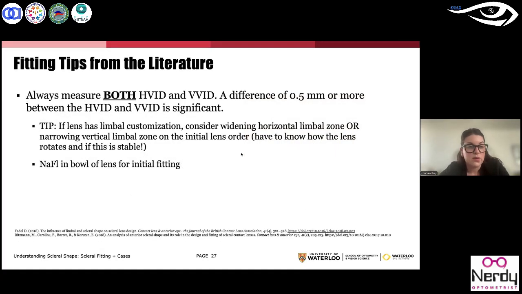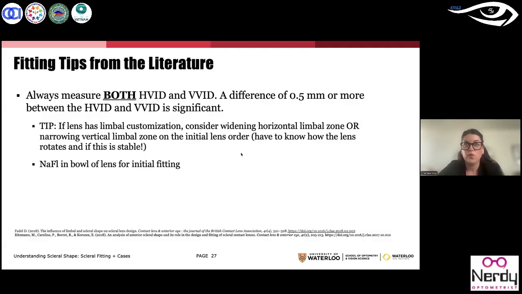As I said, measure both HVID and VVID. Over 0.5 millimeters is significant. So if your lens has some sort of limbal customization that you could do, based on how the diagnostic lens looks on the eye, consider widening the horizontal limbal zone or narrowing the vertical on that initial lens order.